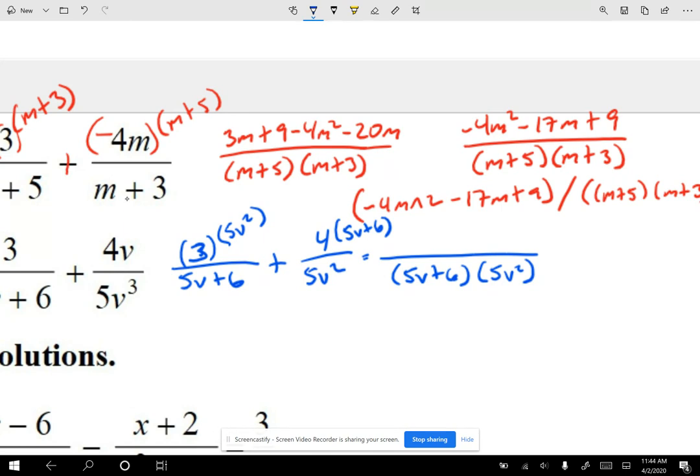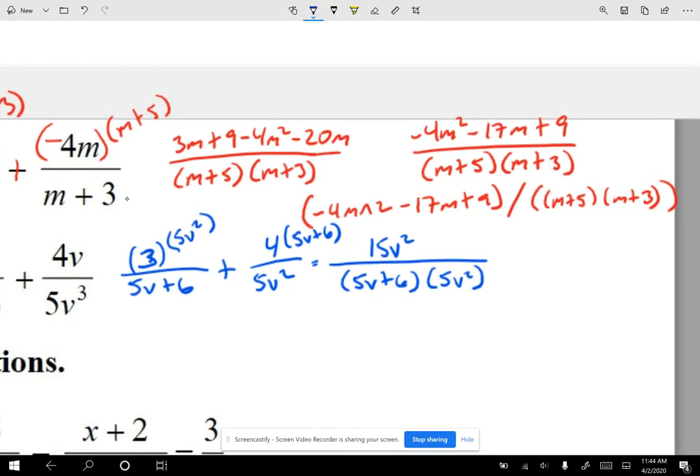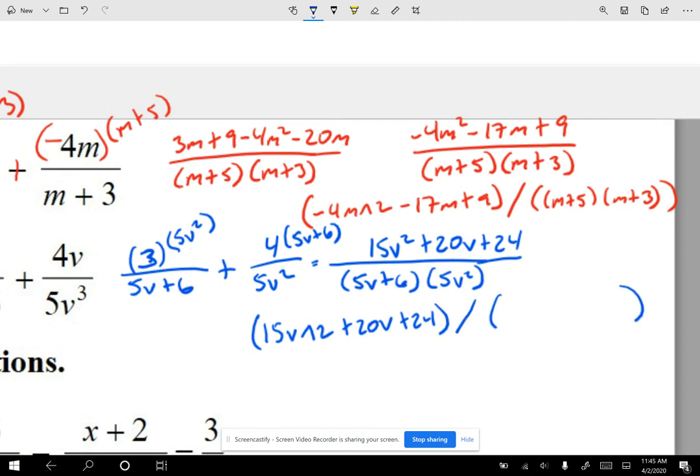So from the first fraction, I have 15v squared. From the second fraction, I have plus 20v plus 24. My like terms are already combined, starting from the large exponent. So that's my answer. That way I will type this inside parentheses 15v to the second plus 20v plus 24, close parentheses, over the bottom a big set of parentheses, 5v plus 6, and a 5v squared.